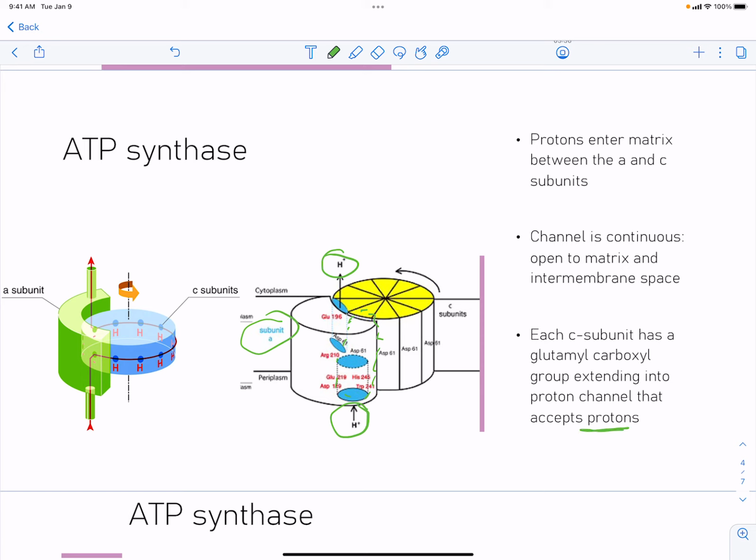Now the channel is going to be continuous, and it's going to be open on both sides, open to the matrix as well as the inner membrane space. And it's the high levels of hydrogen in the inner membrane space that drive its movement and attachment to the C subunits at the glutamyl carboxyl group. And then it's the low levels of hydrogen in the matrix that are going to facilitate the release of the hydrogen into the matrix.